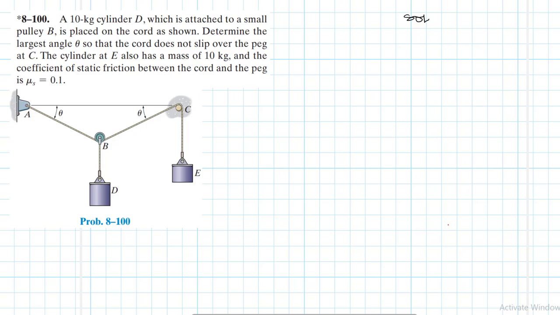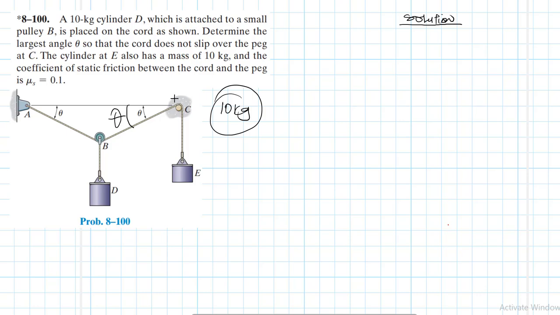This problem is coming from the Engineering Mechanics Statics textbook, 13th edition, by R.C. Hibbeler. We have been asked to determine the largest angle theta so that the cord does not slip over the peg at C. And we've been given the mass of cylinder D and cylinder E. Both have a mass of 10 kg.